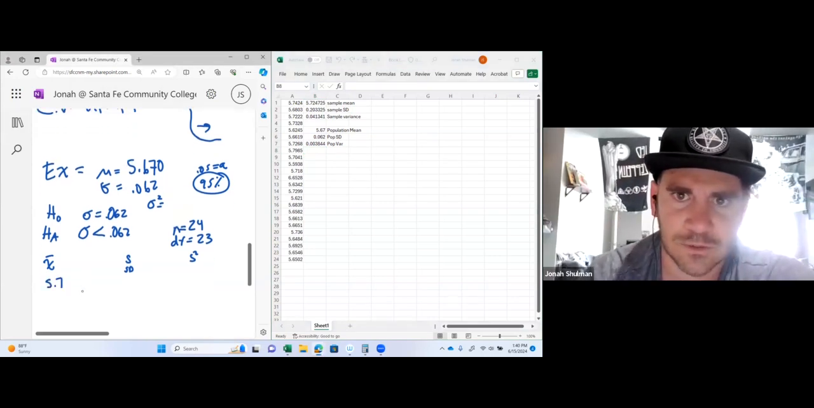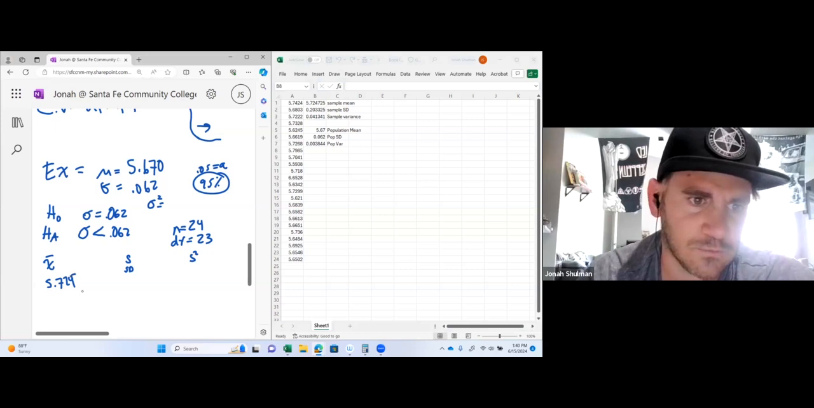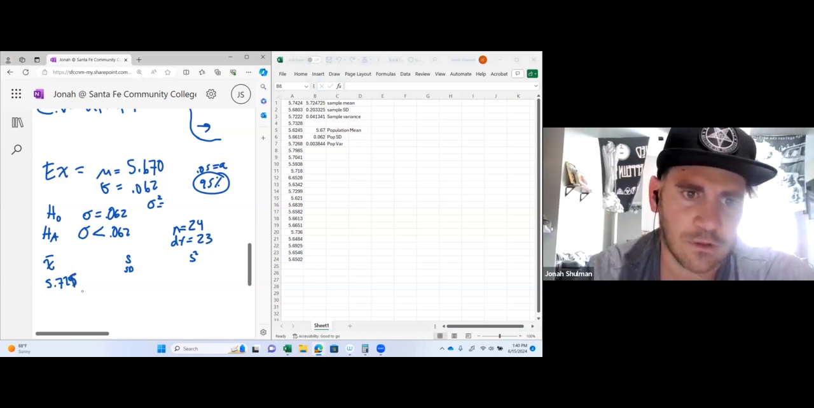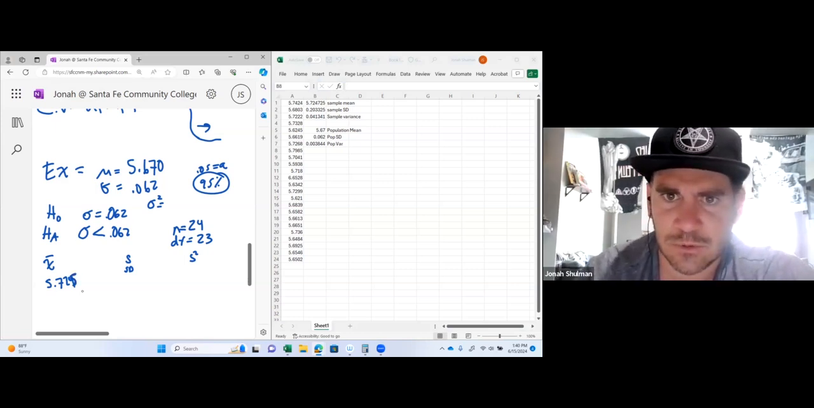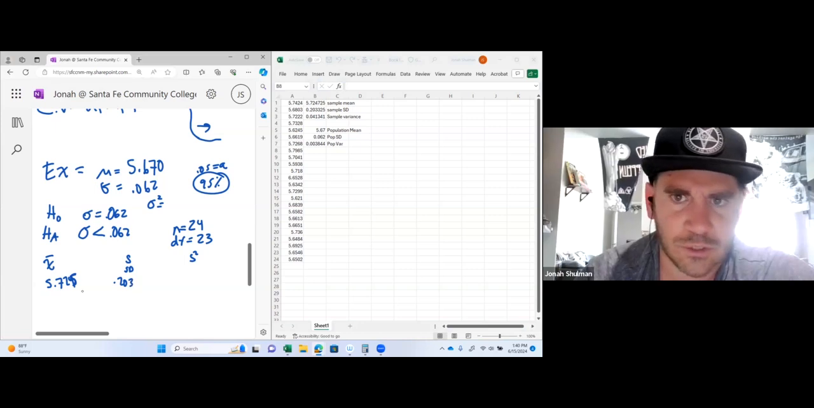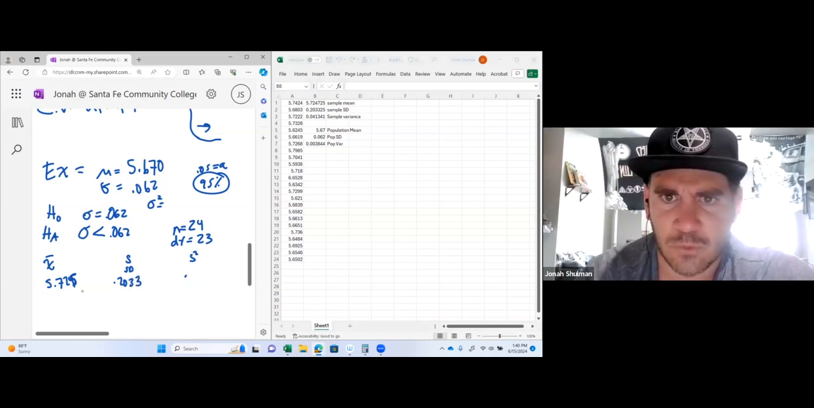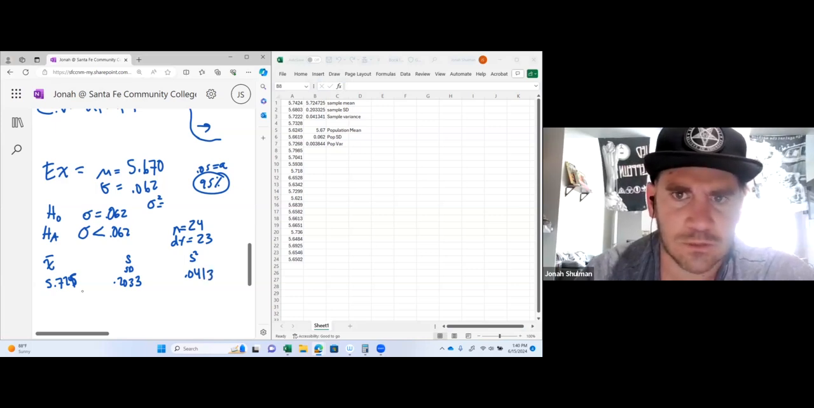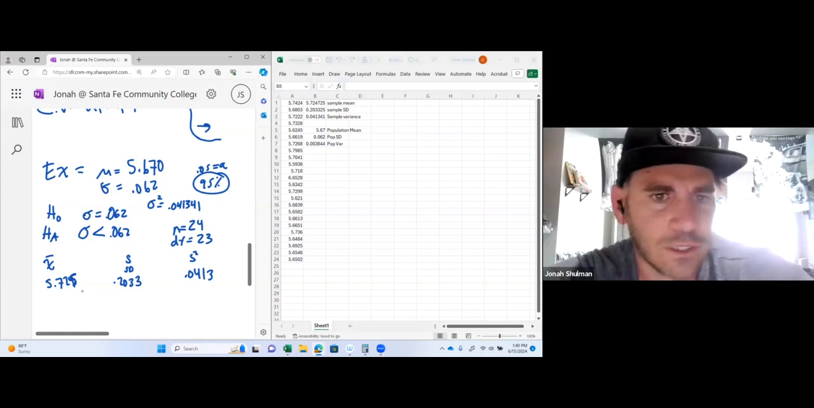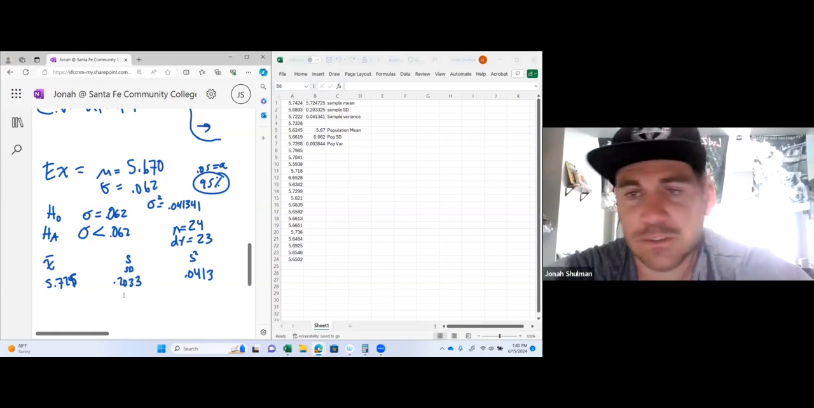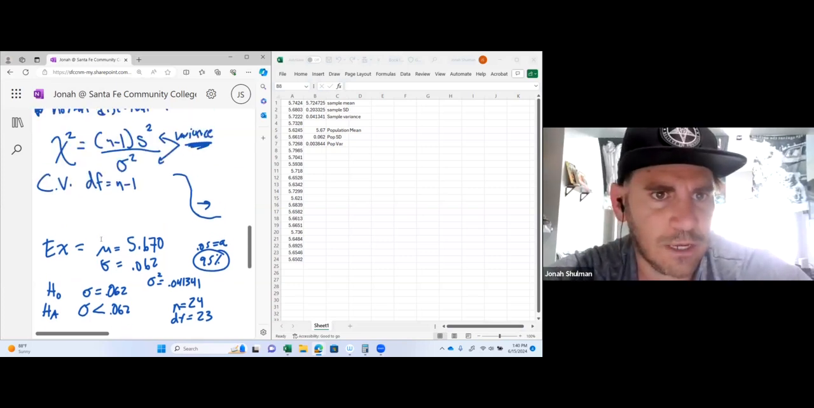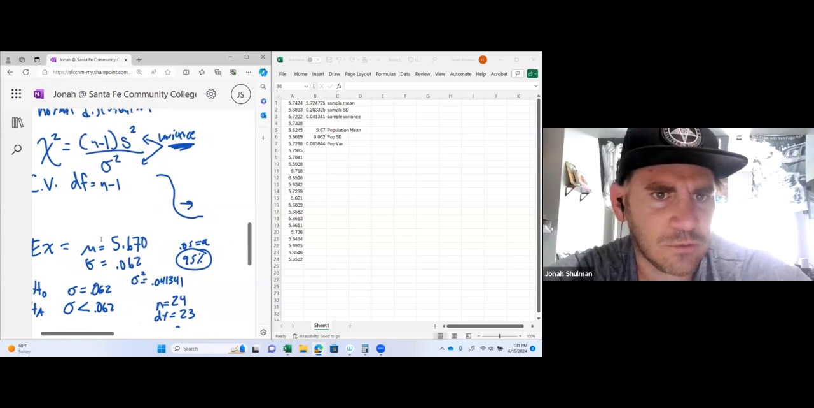The sample mean is 5.725. The standard deviation of the sample is 0.2033. This is 0.0413. And this one's going to be 0.041341. Okay, so we've got pretty much everything we need. We have all the numbers we need. All we have to do is put it into this formula, and then we're good to go.